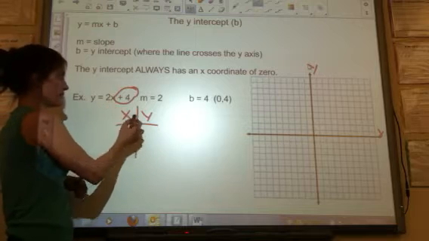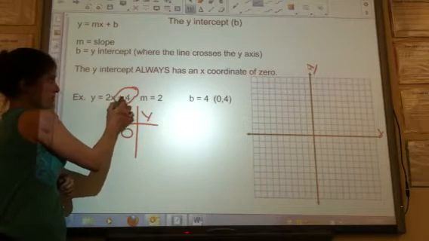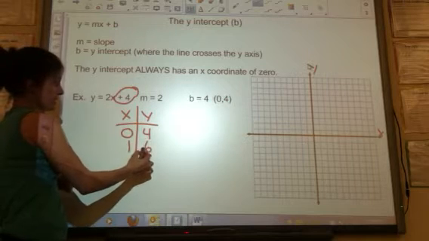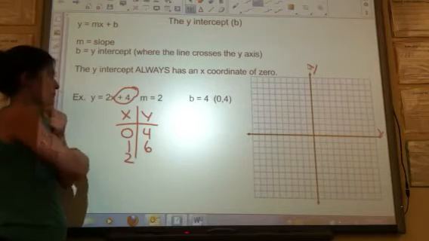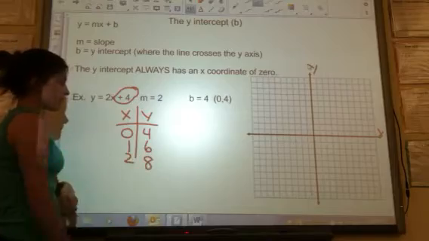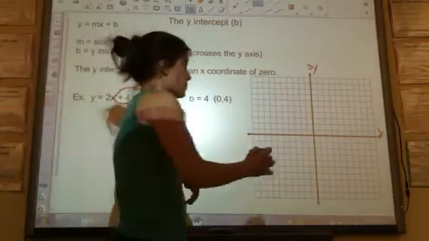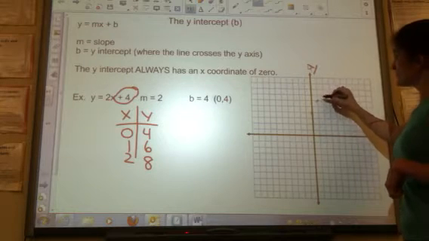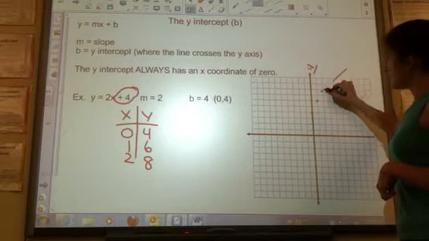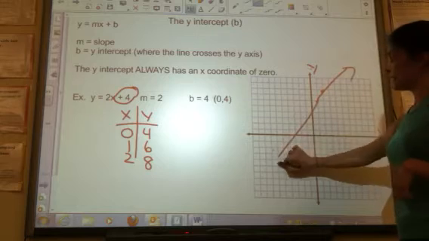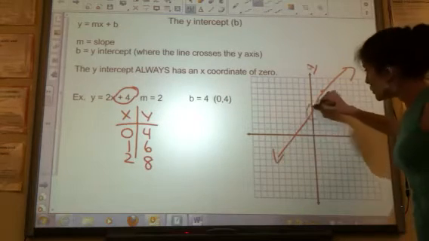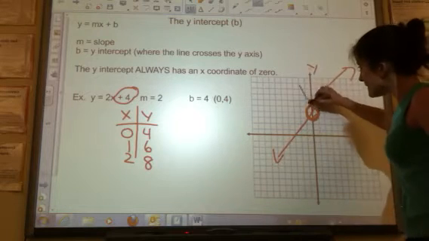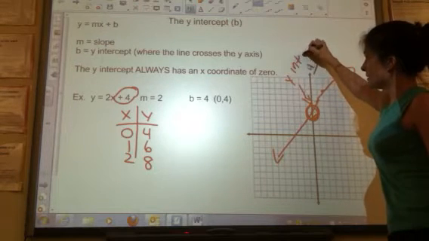So if I plug 0 in here, 2 times 0 is 0, plus 4 is 4. 1: 2 times 1 is 2, plus 4 is 6. 2 times 2 is 4, plus 4 is 8. If I were to plot these points, what I would notice is that my straight line would cross the y-axis at (0, 4). This is called my y-intercept.